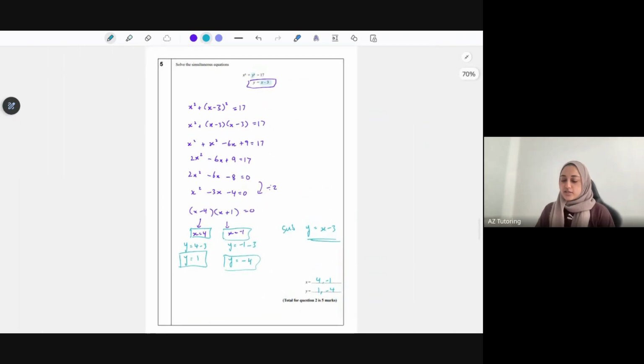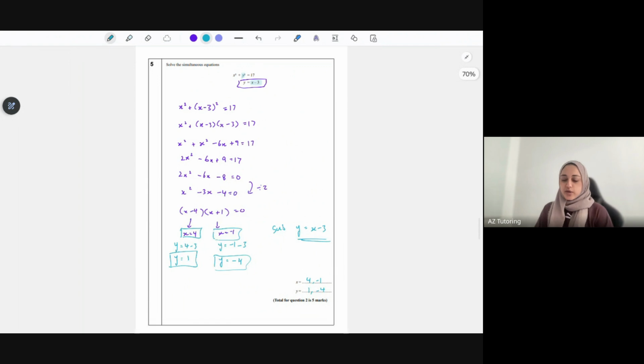So that's how you do quadratic simultaneous equations. I'm going to wrap up the session there. I hope you realize how much quadratics comes into quite a lot of things, especially with higher. So you need to be really comfortable with quadratics. They come up in all aspects of maths with GCSE as well.